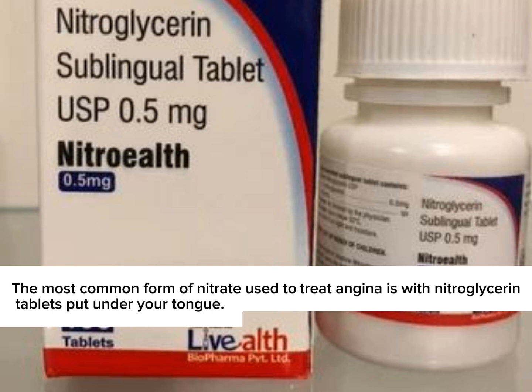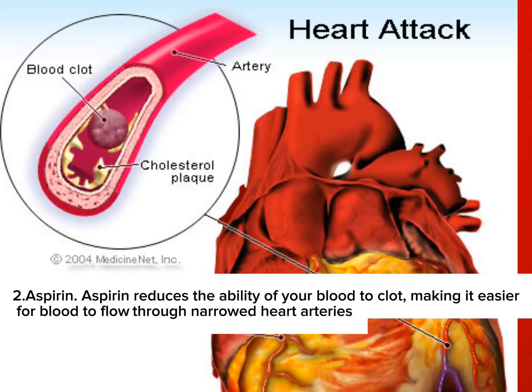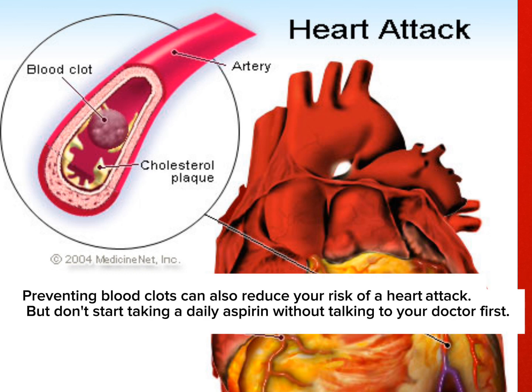The most common form of nitrates used to treat angina is nitroglycerin tablets put under your tongue. 2. Aspirin. Aspirin reduces the ability of your blood to clot, making it easier for blood to flow through narrowed heart arteries, preventing blood clots, and can also reduce your risk of a heart attack. But don't start taking a daily aspirin without talking to your doctor first.